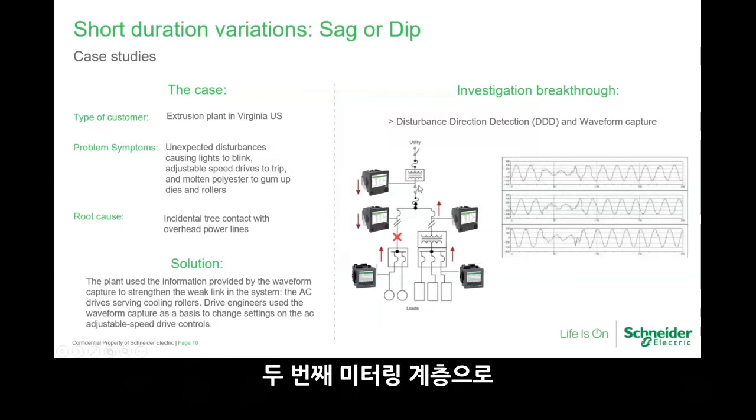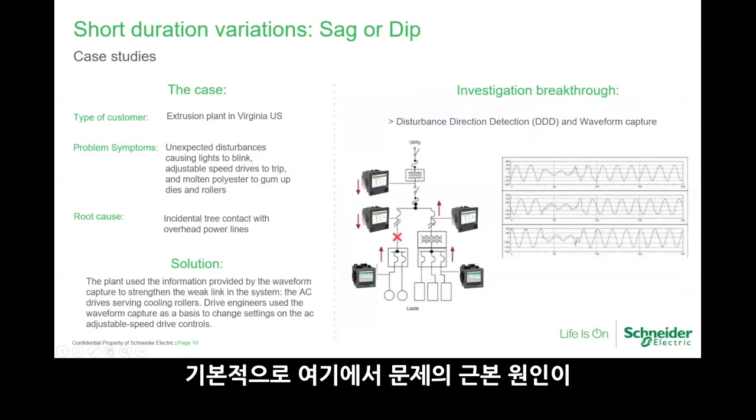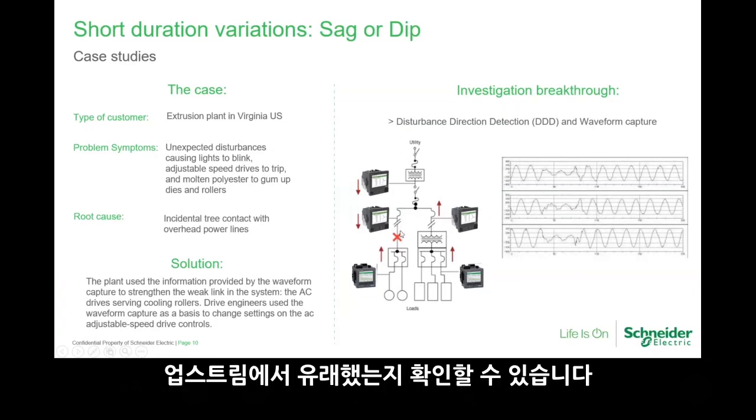For the second layer of metering, we always recommend the main switchboard. From here, we are able to see whether the root cause of the problem is from downstream or from upstream.